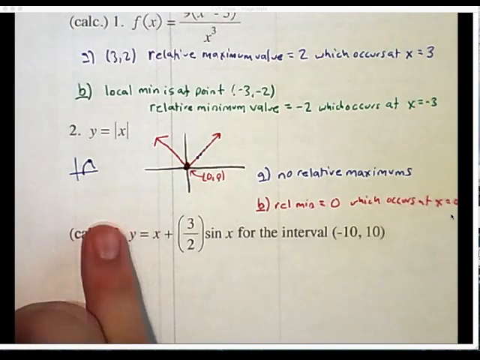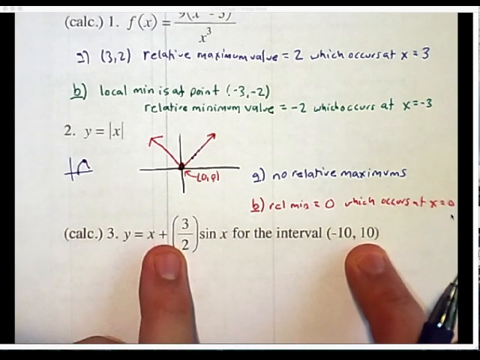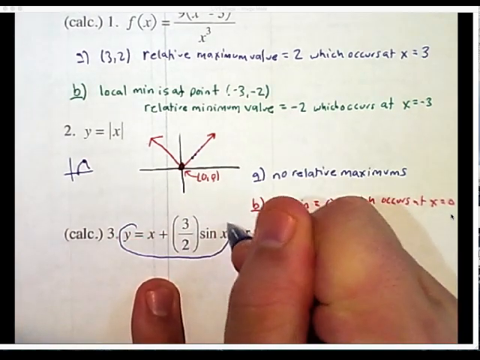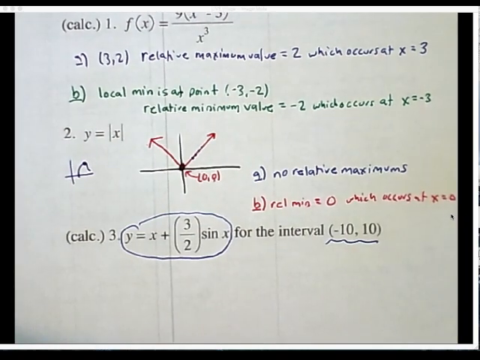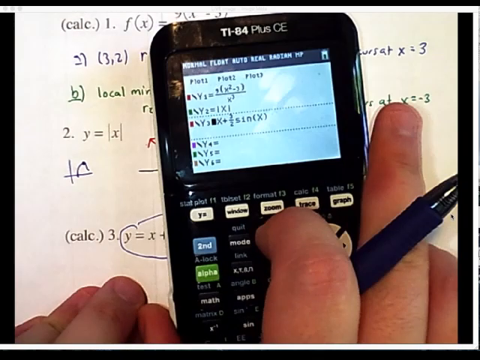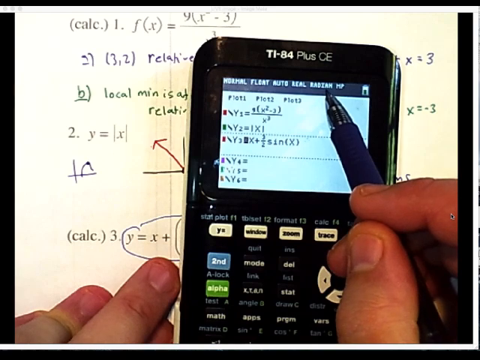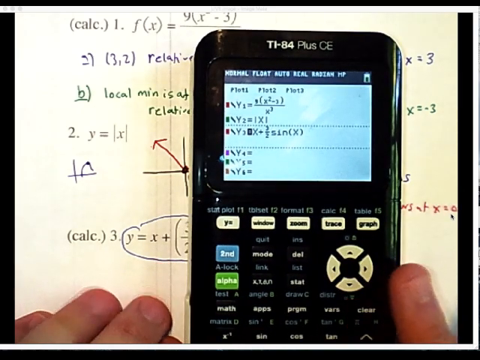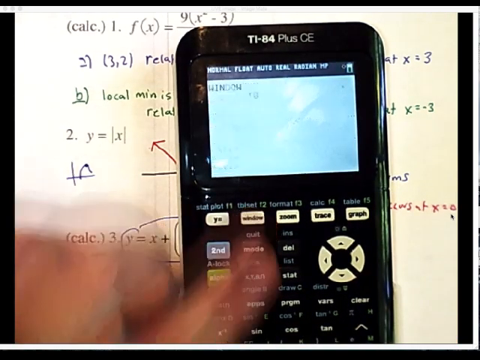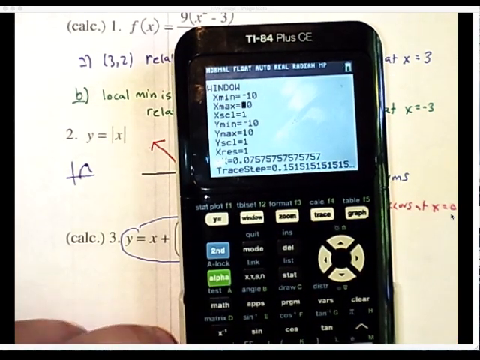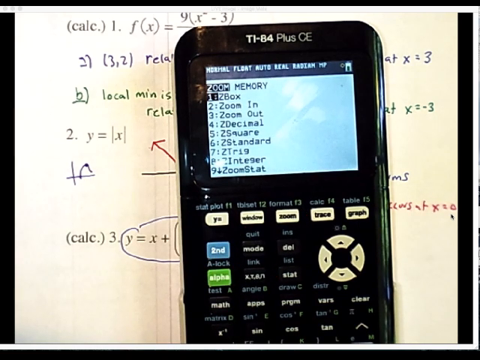And number 3, they ask us to use our calculator. We want to look at this trig function over this interval, just between -10 and 10. On my calculator, I already put that into y3, and I am in radian mode, which I have to be. So x plus 3/2 sine of x. I'm going to change my window from -10 to 10, and then use zoom 0 or zoom fit to help me out.